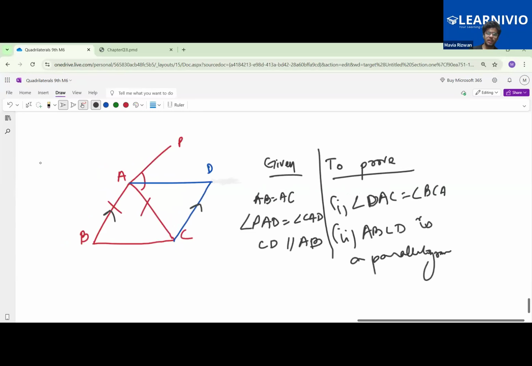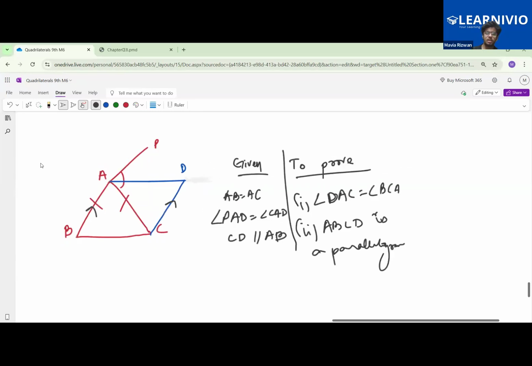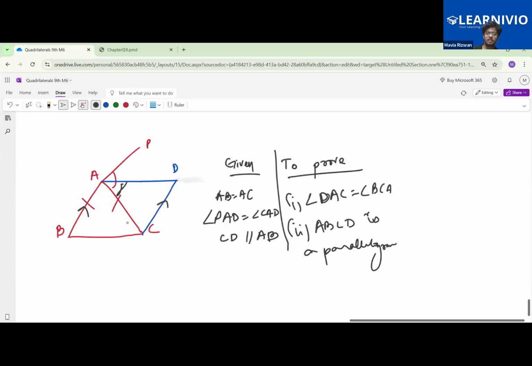Guys, first part is we have to prove that DAC is equal to BCA. Means we have to prove that this angle is equal to this angle. They can only be equal when they are alternate interior angles. So in short, we have to prove that AD is parallel to BC. Okay, we have to prove this. How can we prove this? See, very simple.